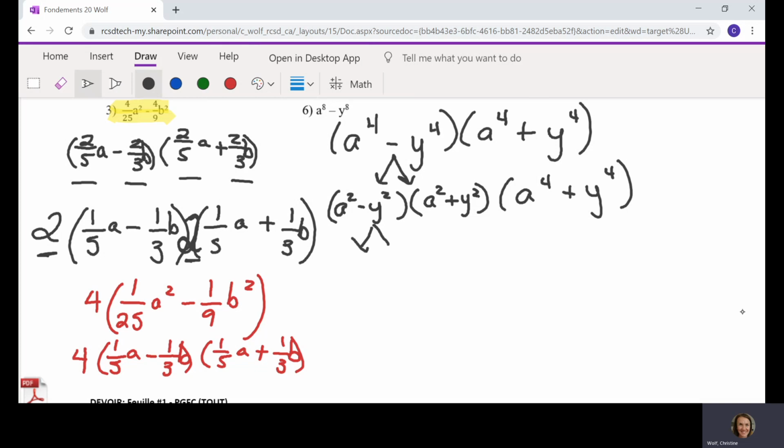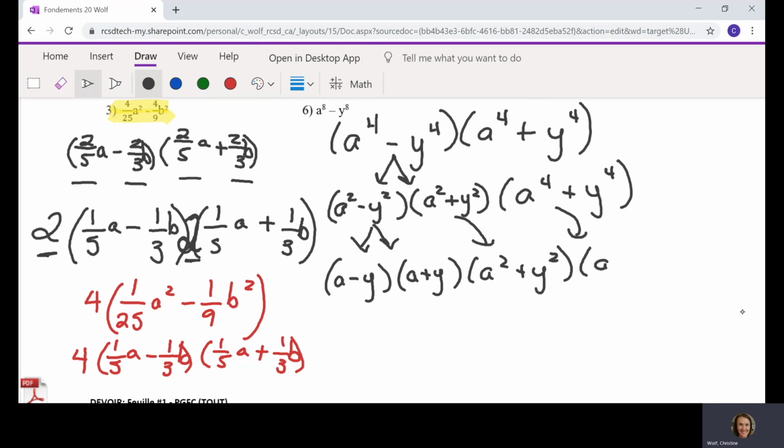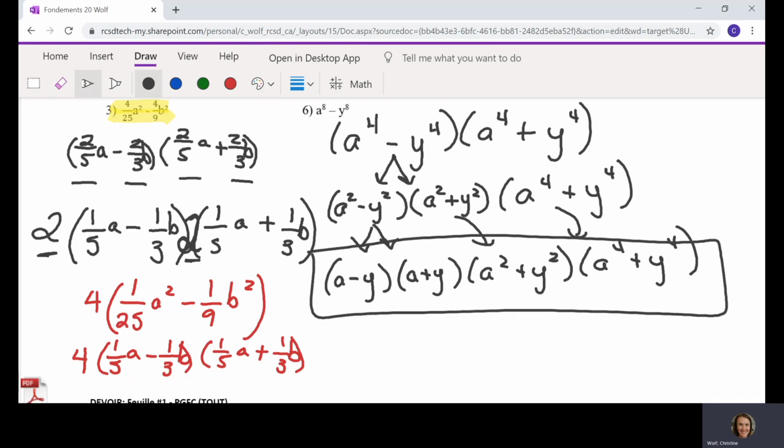Guess what? We can go again. So, this one, two brackets again. A minus y, a plus y. But then these two guys just get recopied. We won't do it with the other two because both terms are positive. When they're both positive, you can't go again. And now, we're finished.